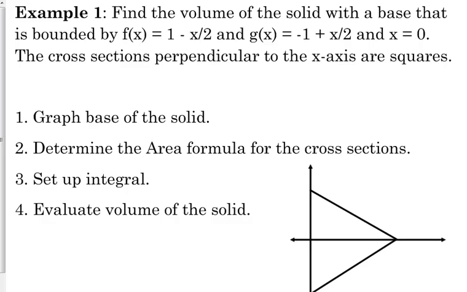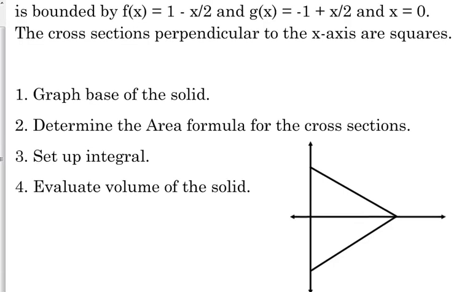Solid with a base that is bounded by these two curves, 1 minus x over 2 and -1 plus x over 2, and x equals 0. The cross sections perpendicular to the x-axis are squares. These are the steps you need to follow every time. Number one, graph the base of the solid. I have already done that for you. This is a rough sketch of what they described. The top curve is 1 minus x over 2. The bottom curve is -1 plus x over 2. And x equals 0 tells you that you start there at the y-axis.